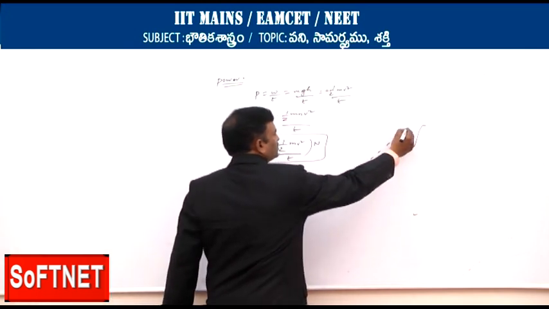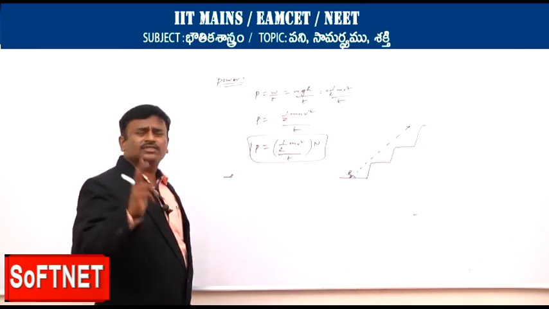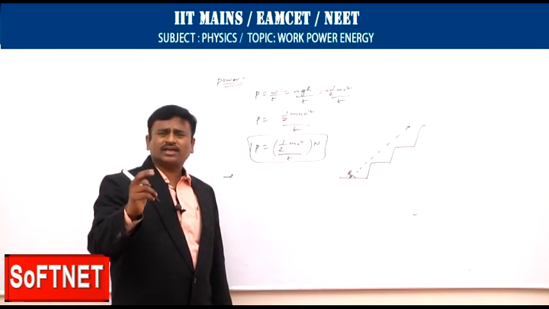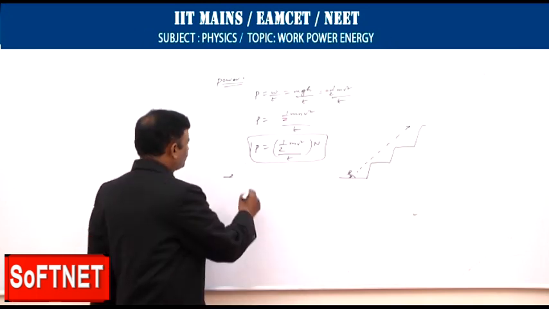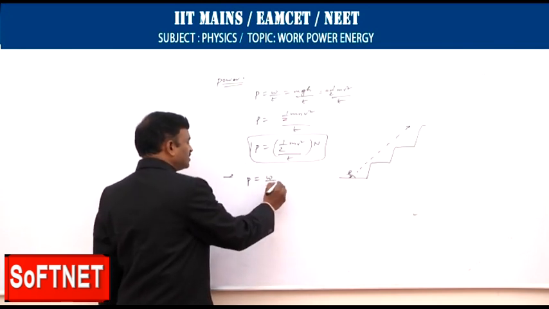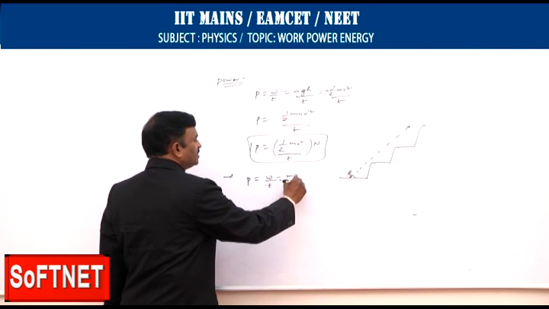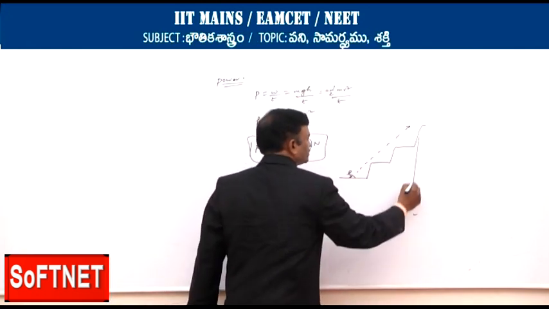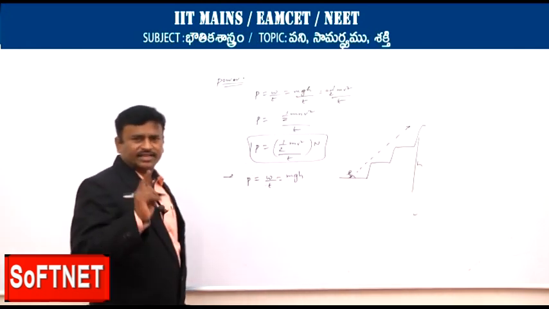So he possesses two energies while running. One is the potential energy, the other one is kinetic energy. What is the power of the person? Power is equal to work done by time, or energy by time. Total energy is mgh, because he is going to a certain height. I have to notice that.